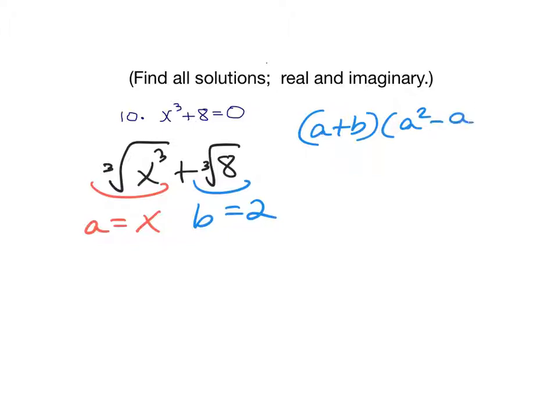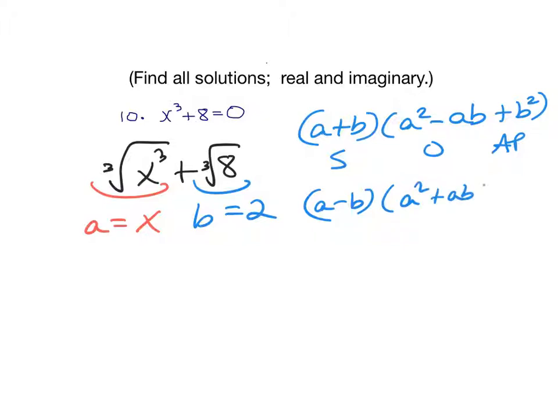So then I do a times b plus b squared. Same sign, opposite, always positive. If it were a subtraction sign, then the pattern is a minus b, same sign, and then a squared plus ab plus b squared. So you cube root the numbers, and now we put it into the pattern.